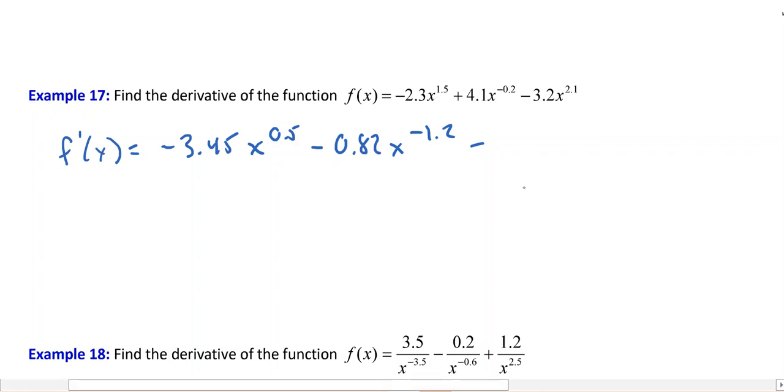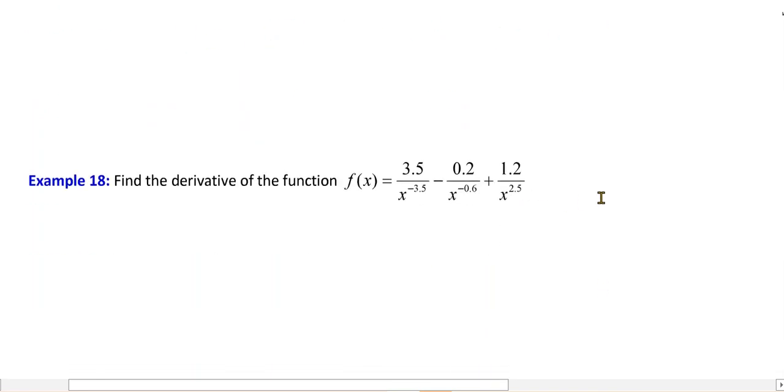x to the 2.1 minus 1 is 1.1. And since we had negative exponents in this, once again, I'll leave it with negative exponents. Here's an interesting little problem. We have negative decimal exponents in the denominator. So again, we need to get the variable out of the denominator.